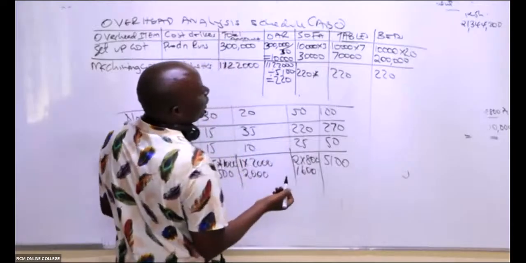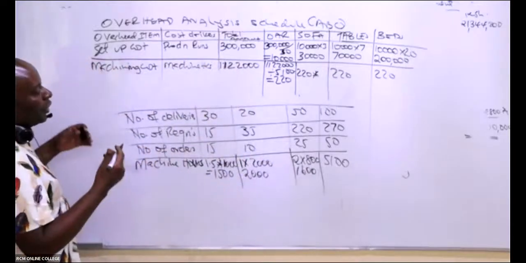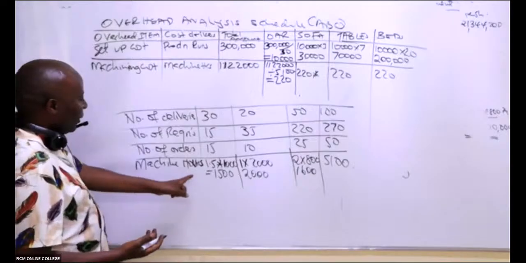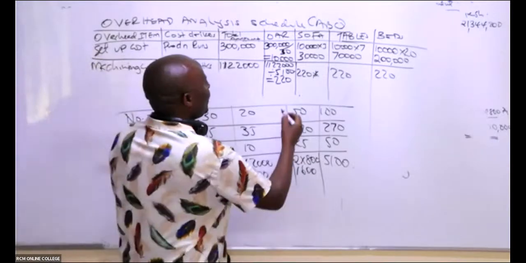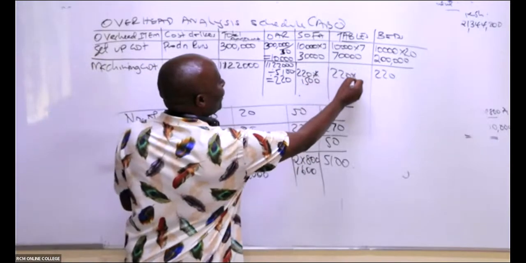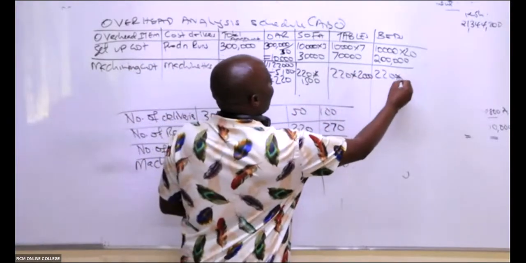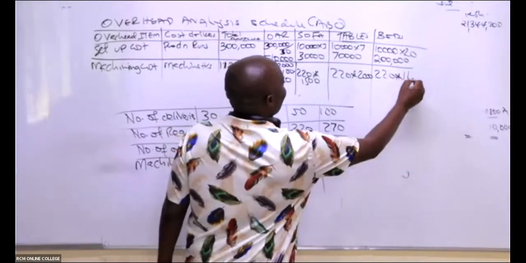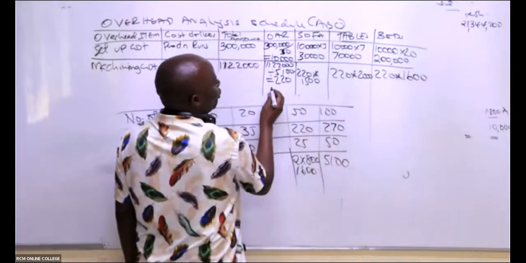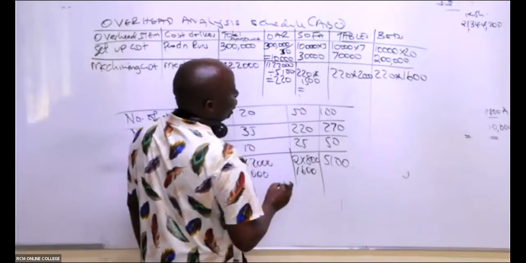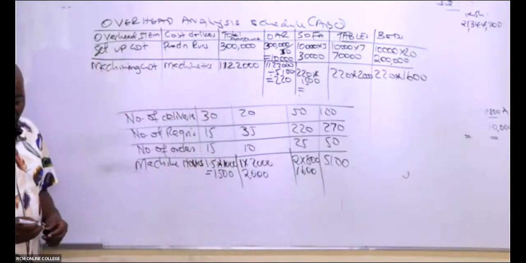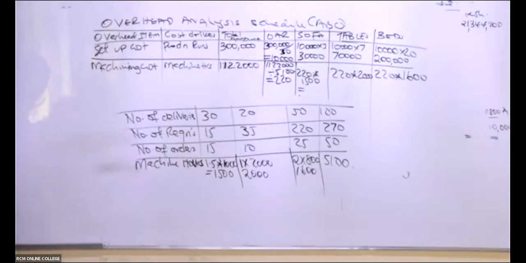So it will be 220 times the machine hours for each product. For the sofa set, the machine hours are 1,500, times, in this case, 2,000, times 1,600. Like that. Are you able to give me these values?